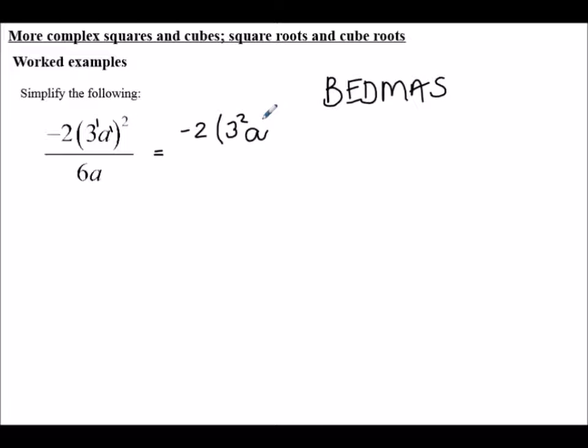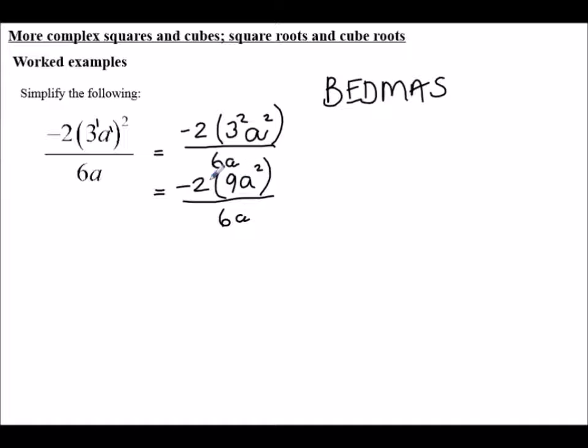1 multiplied by 2 is 2, over 6a. Right, so let's simplify 3 squared. You can simplify it in the first step. You needn't do the step that I did first, but I just wanted to show you what to do. So that's negative 2. 3 squared means 3 multiplied by 3, which is 9a squared over 6a.